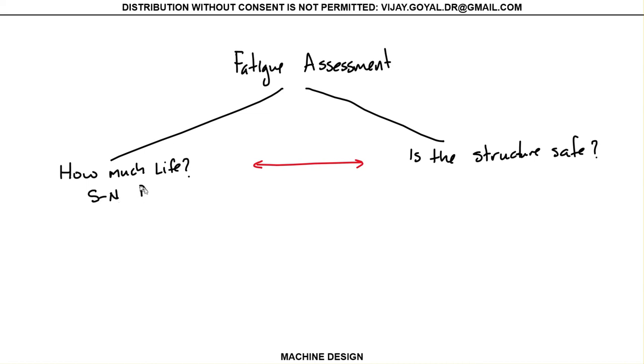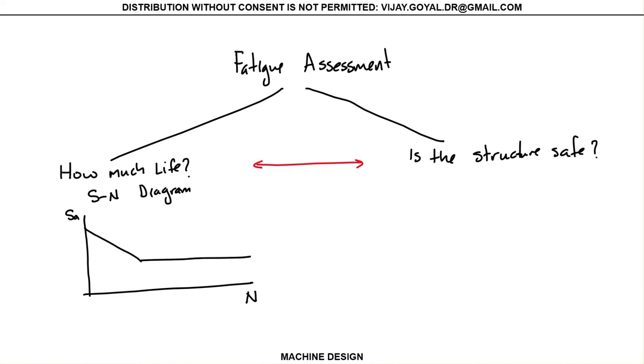Getting a little bit ahead of myself here, that will be the topic of the next class. You have an SN diagram. The SN diagram is nothing else than a diagram in which this axis represents the life of your structure, and this axis is your alternating stresses. Your typical diagram may look something like this for a ferrous material, and for a non-ferrous material it looks something like this.